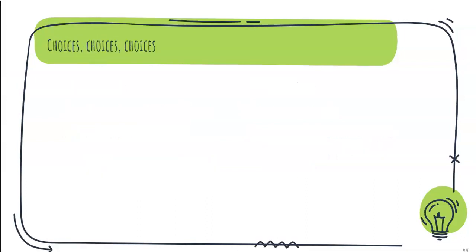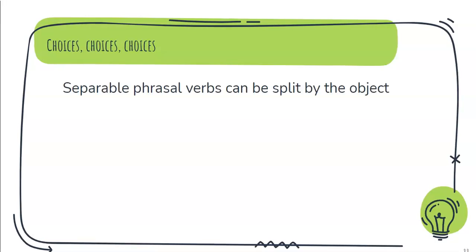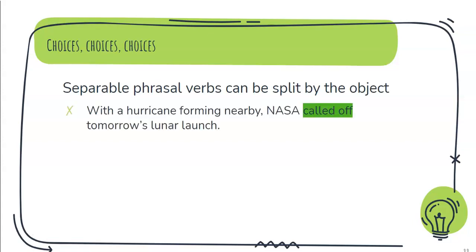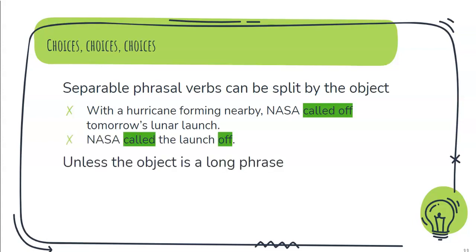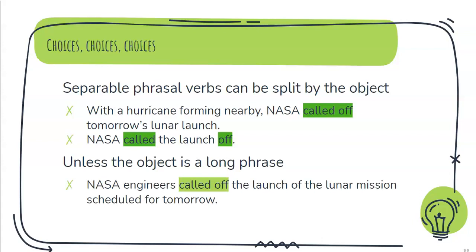With separable phrasal verbs, you have a choice. You can put the object between the parts or after the complete phrasal verb. "With a hurricane forming nearby, NASA called off tomorrow's lunar launch." And "NASA called the launch off." When the object is a long phrase, however, it almost always follows the complete verb. "NASA engineers called off the launch of the lunar mission scheduled for tomorrow."